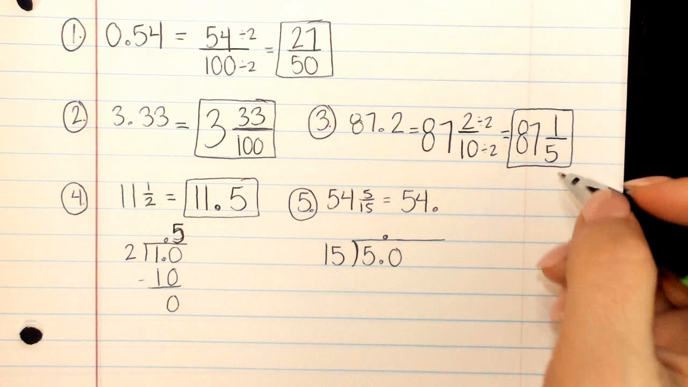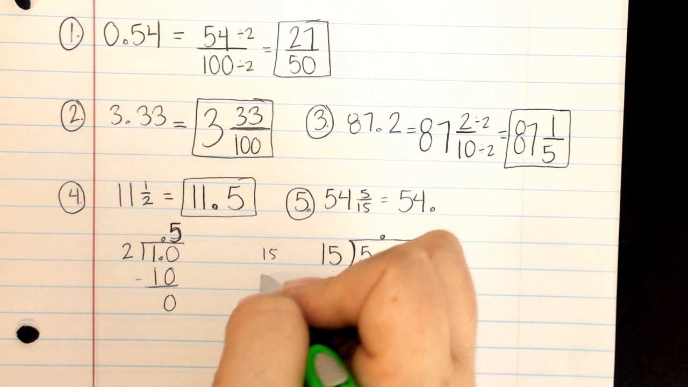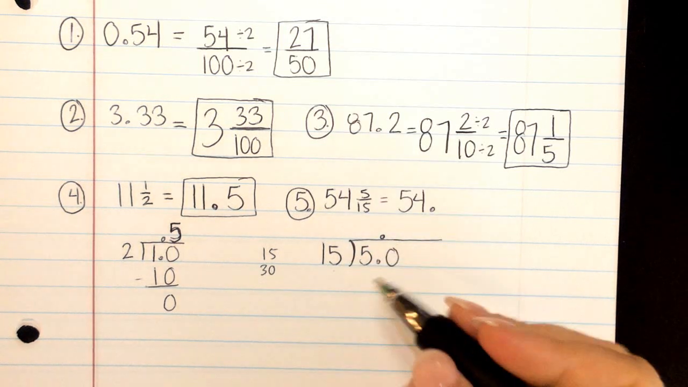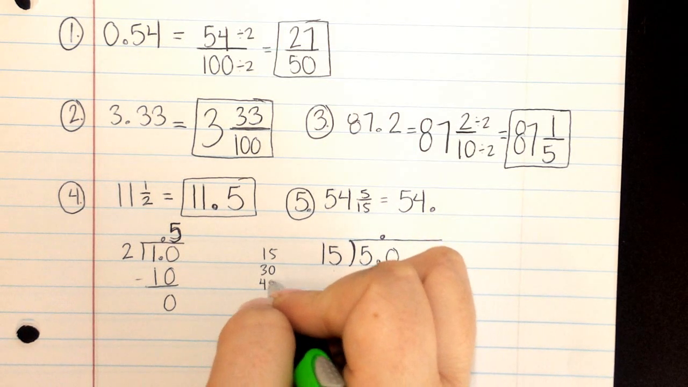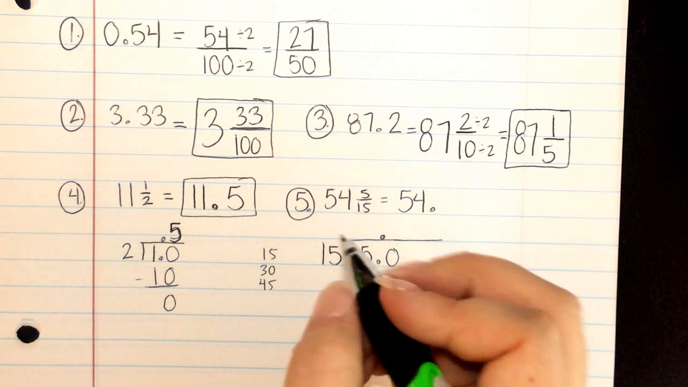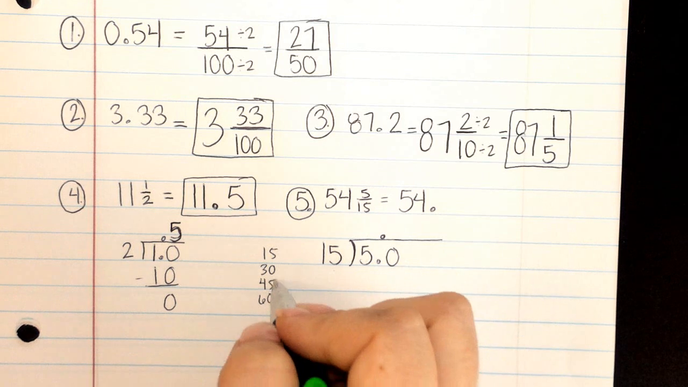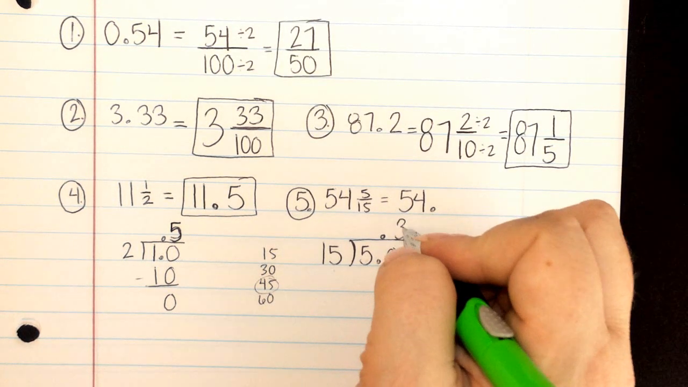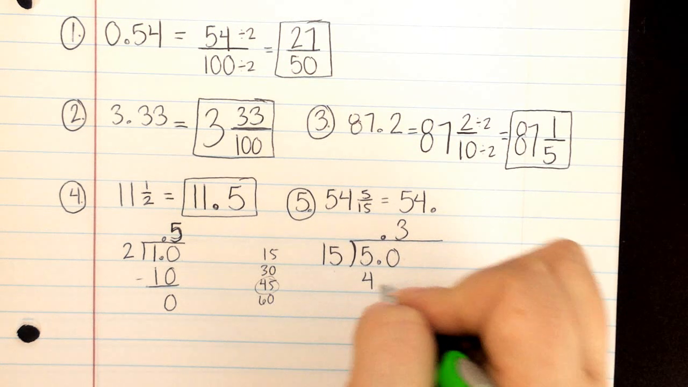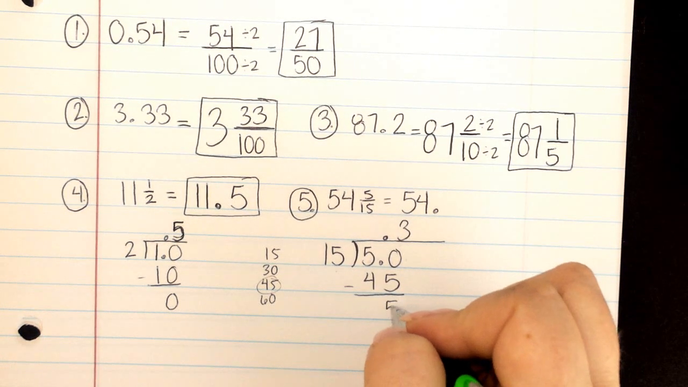3. And remember, guys, if we're not sure, we can always go over to the side. We have 15. 15 times 2 is? 30. 15 times 3, when I add 15 more to that, I get 45. So that's really close. And then 15 times 4 would be 60. So we need times 3. So 3 times 15 was 45. When I subtract, I get 5.